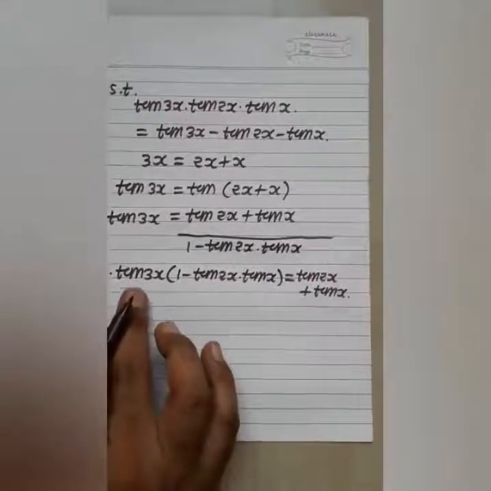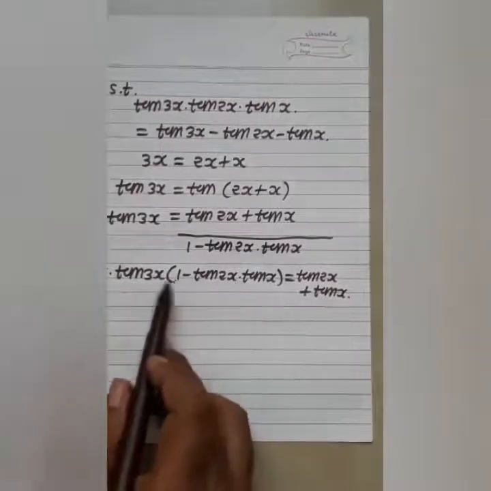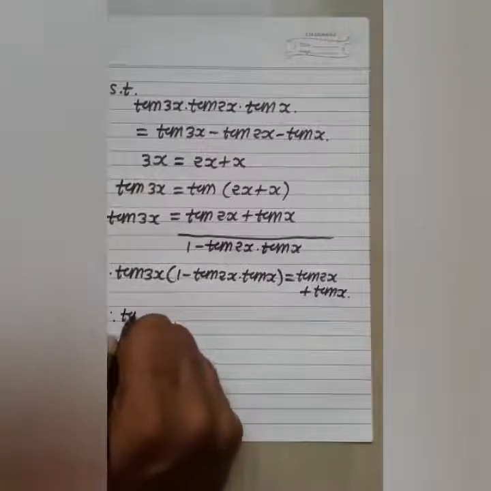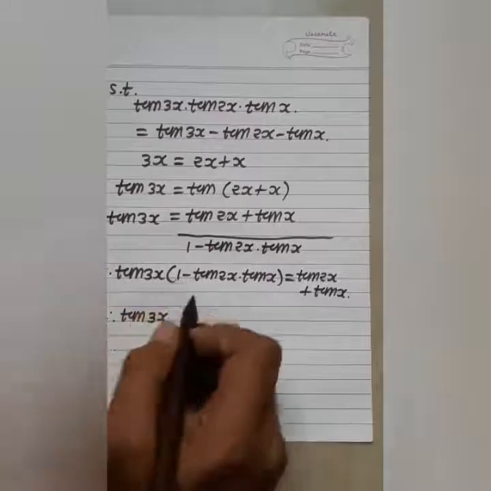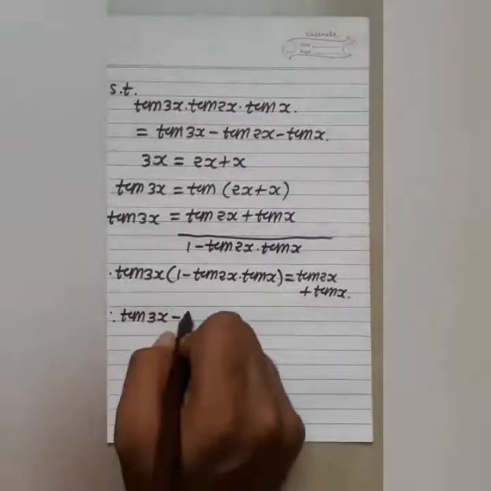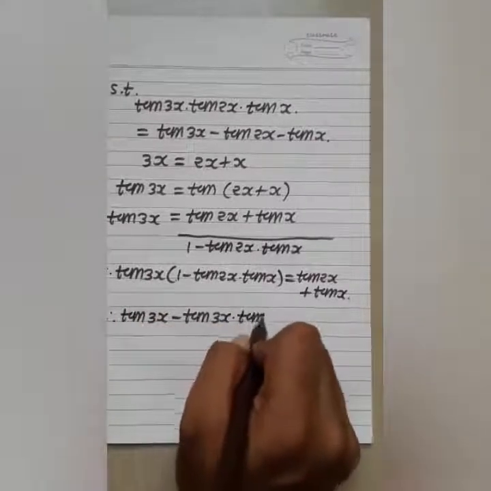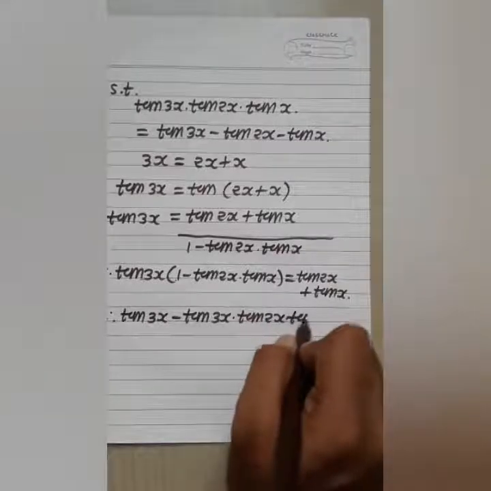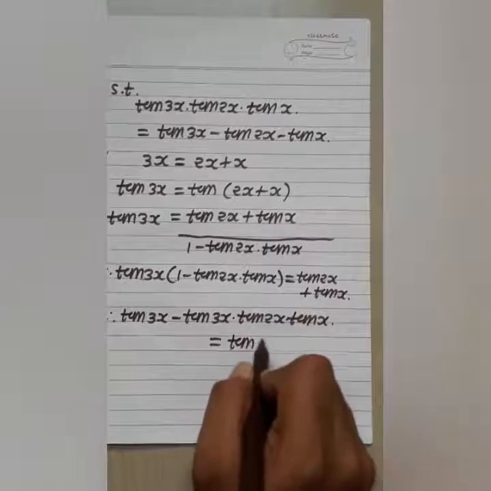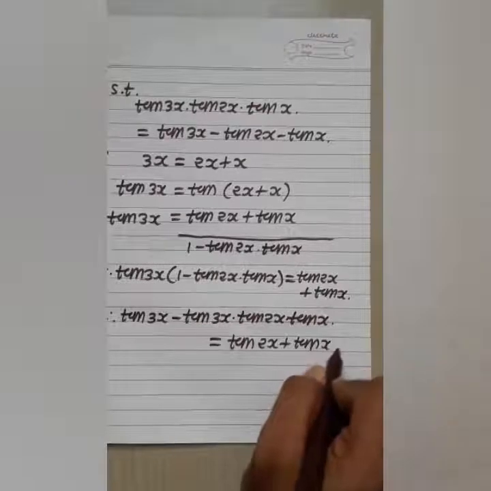Now tan 3x multiplies in both of these terms. Here a total of 2 terms is present, so tan 3x multiplies both terms. So therefore tan 3x into 1, that means tan 3x, minus tan 3x into tan 2x into tan x is equal to tan 2x plus tan x.